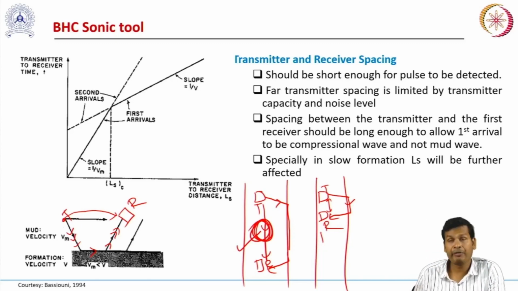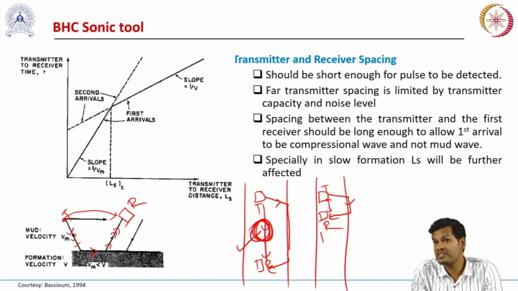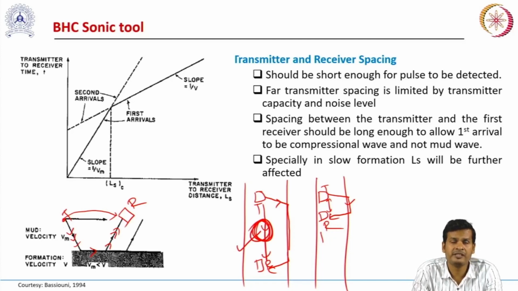If the formation velocity is very slow, the compressional wave traveling inside our formation will take a very large time to reach the receiver. That means there should be a critical spacing. The receiver should not be kept very close to the transmitter; it should be at least at such a distance that the compressional wave traveling inside the formation is always the first arrival.